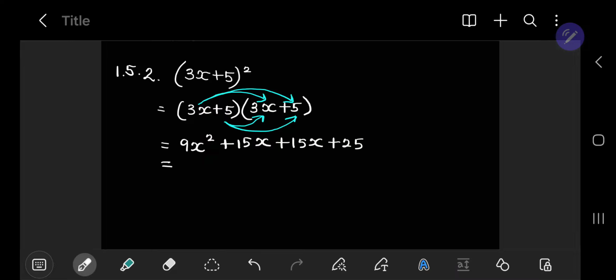We're now going to gather like terms. So remember that when you multiply out brackets, you have to gather like terms so that you can simplify this. We notice that there's only one term that has x squared in it. So that's going to stay as is, 9x squared. But there are two terms that have only x. We've got positive 15x plus 15x. That gives us positive 30x. And we have only one constant, so that would stay as is, plus 25. So this would be our final answer.